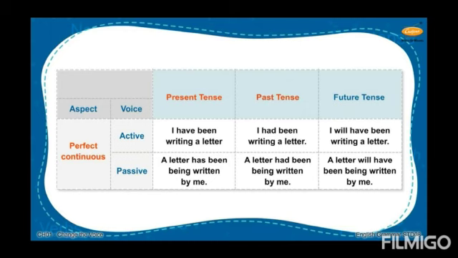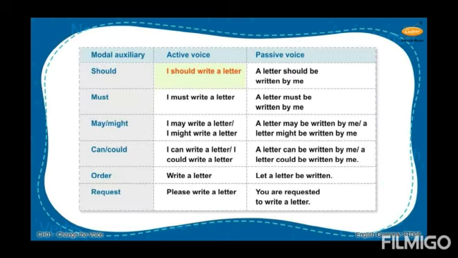The last one, will have been. So it will be will have been being written by me. You need to add "ing" for continuous and "been" for perfect, and the verb will be in the past, present and future tense. That is, have will become has, had will remain had, and will remains will as it is. So in this way, you need to do the conversion from active to passive voice.